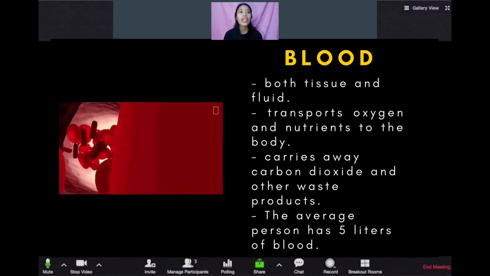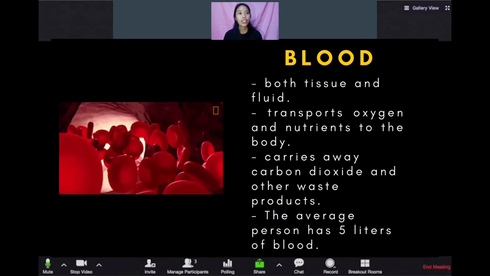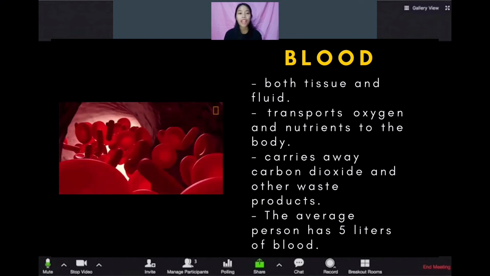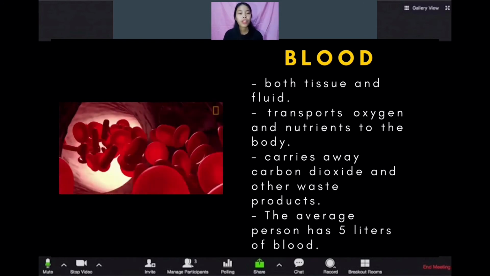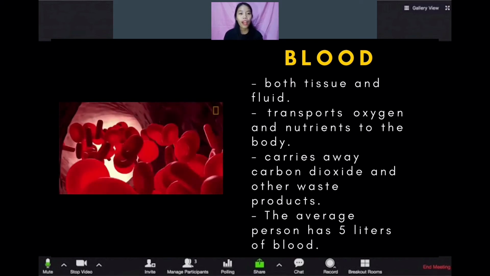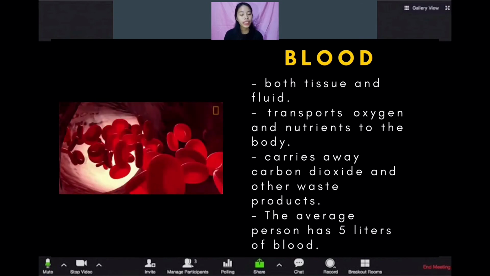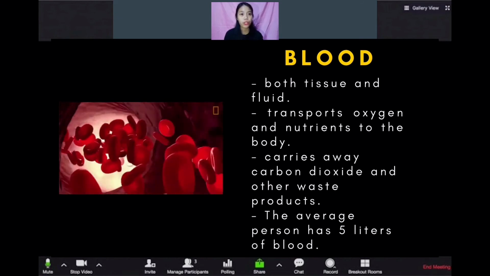Also, blood transports oxygen and nutrients to the body. It also carries away carbon dioxide and other waste products. For example, in the lungs, blood acquires oxygen and releases carbon dioxide transported from the tissues.